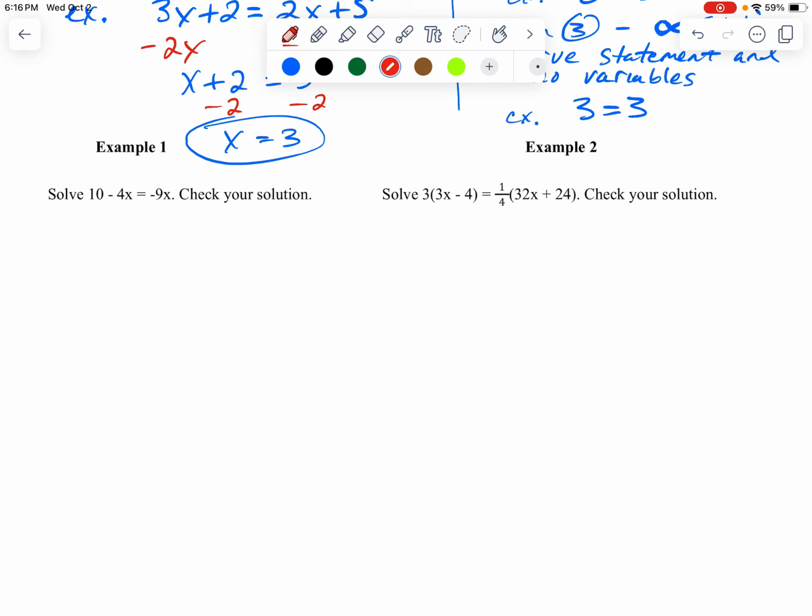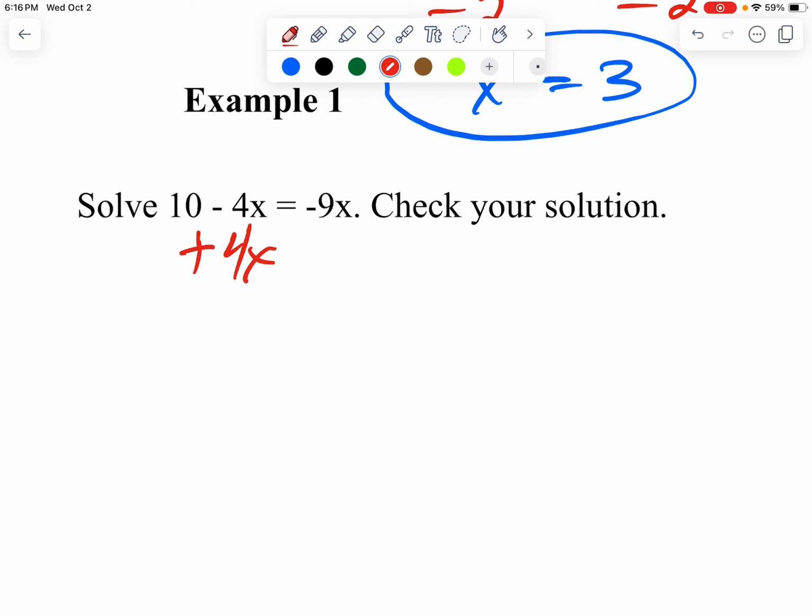So let's do that. I have minus 4x, so to make that go away, I'm going to add 4x. If I do it to one side of the equation, I have to do it to the other side of the equation.